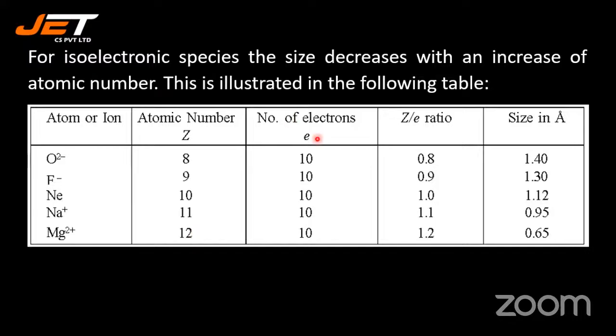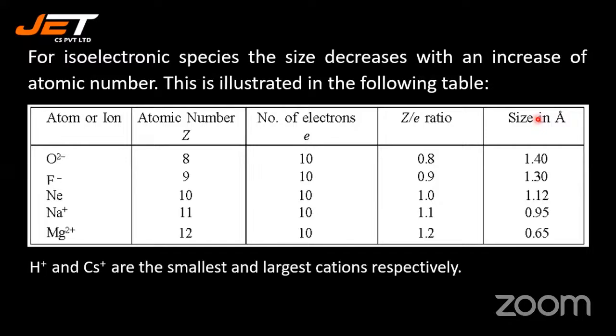Number of electrons here is 10. Sodium has originally 11, but it has lost 1, so it has now become 10. Mg2 plus has 12, but it has lost 2 electrons, so 10. Z by E ratio is here, and then automatically you can calculate the size. Just remember, if the Z by E ratio increases, then the size decreases, and if the Z by E ratio decreases, then its size obviously increases.